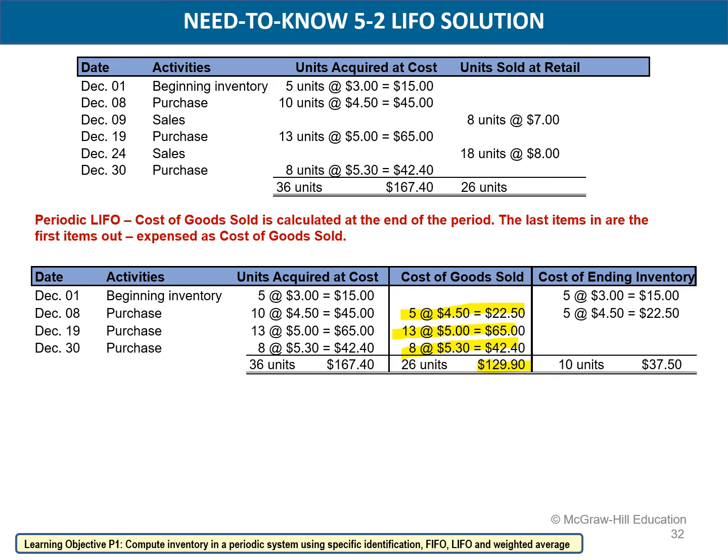And then what remains in ending inventory are your oldest costs. So you have all 5 from your December 1st beginning inventory, and then you have the other 5 from your December 8th purchase that remain in ending inventory for a total of 10 units at $37.50. Okay, is it starting to make sense?